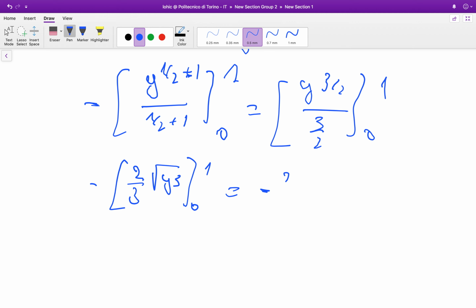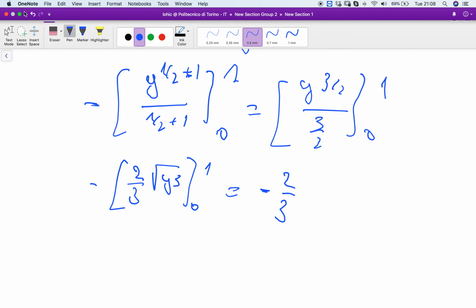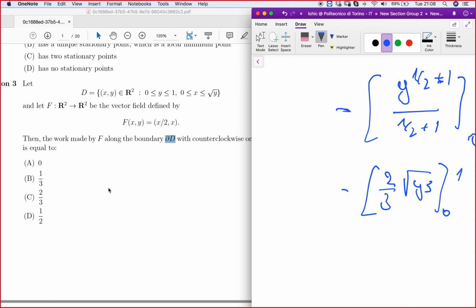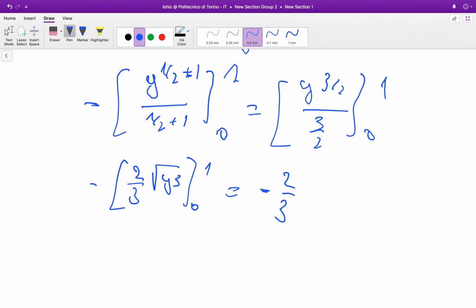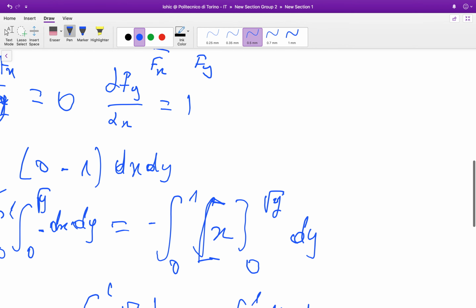Gave you minus 2 over 3, right? Okay, if we didn't make any mistake, that should be the answer. No, we made a mistake somewhere. It needed clockwise, or no, it was counterclockwise, right? So we made it correct, but where did I make a mistake? Let me understand.